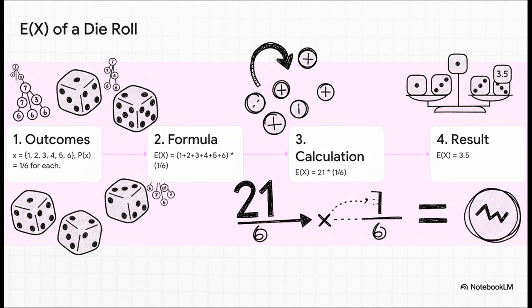Let's make this super concrete with our die roll example. We've got 6 outcomes, right? Each one has a probability of 1/6. We just plug them into our formula. We add up 1 through 6 and multiply that whole sum by 1/6. The total is 21 times 1/6, which gives us 3.5.